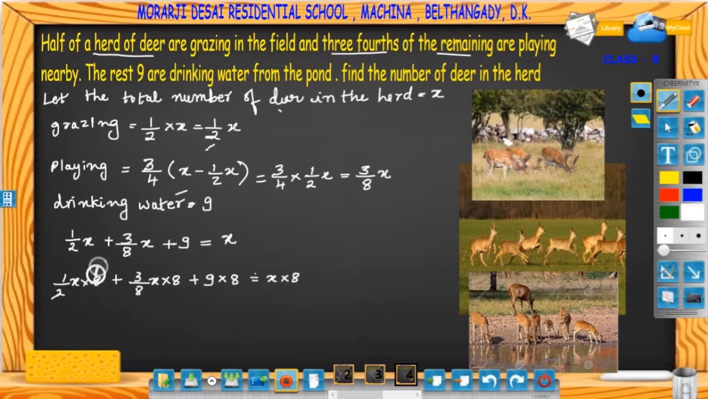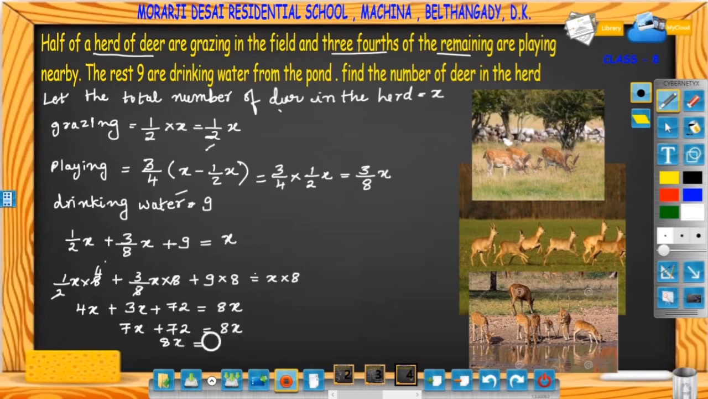2 ones are 2, 2 fours are 8. So 4x plus, 8 getting cancelled, remaining 3x, plus 9 eights are 72, is equal to 8x. 4x plus 3x is equal to 7x, plus 72 is equal to 8x.